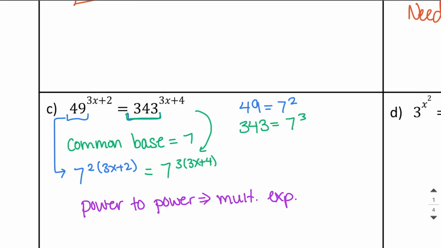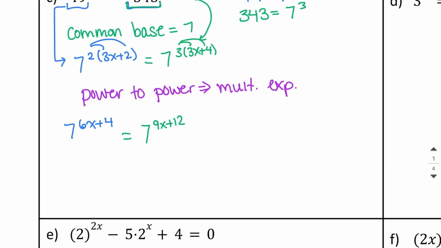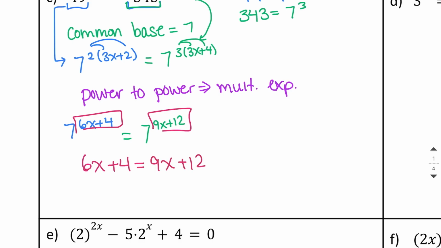So let's go ahead and multiply our exponents here. So I would get 7 to the power of 6x plus 4, just multiply that 2 through, equals 7 to the power of 9x plus 12. And now that my bases are the same, I can now set my exponents equal to each other. So now I can say 6x plus 4 equals 9x plus 12.